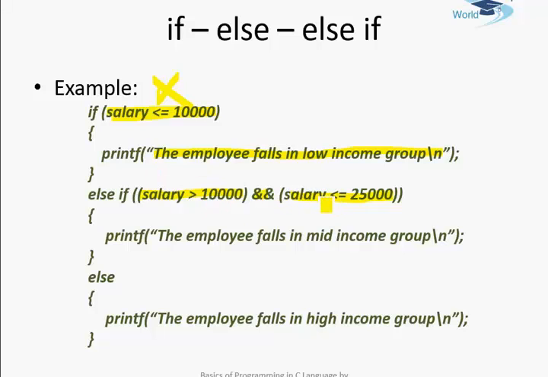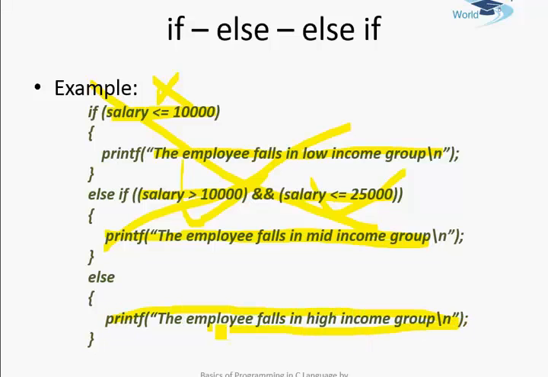In the case where both these conditions are true, our control should go over here and we should print that the employee falls in mid income group. So mid income group ranges from 10,000 to 25,000, and for low income group the range is less than 10,000. Else, if both of these conditions are false, then the control will go to the else part, which will print that the employee falls in high income group.